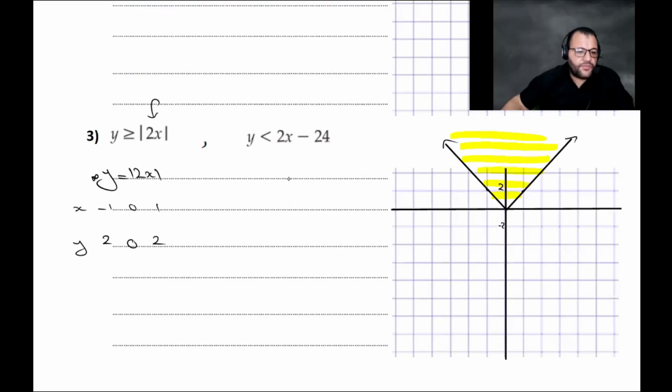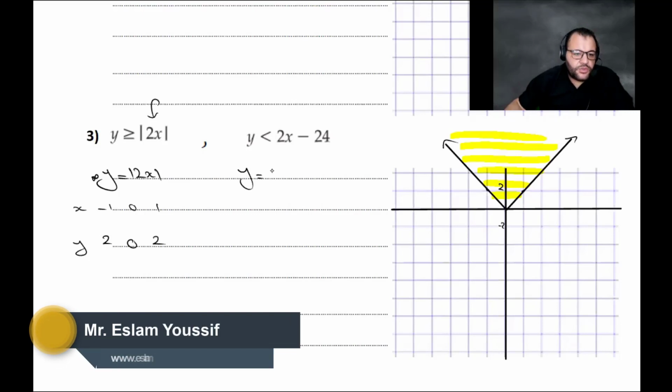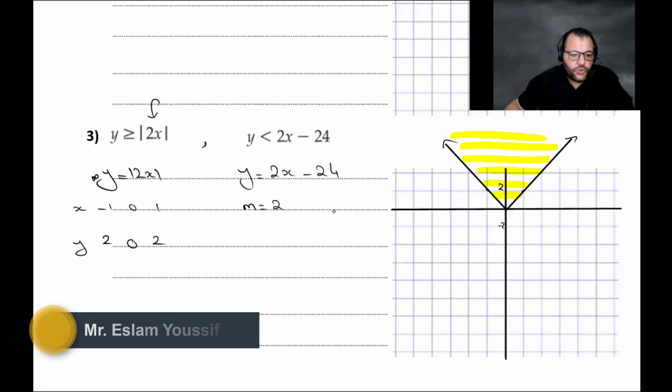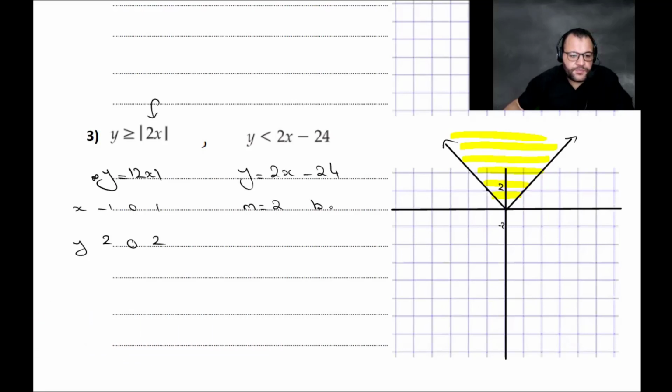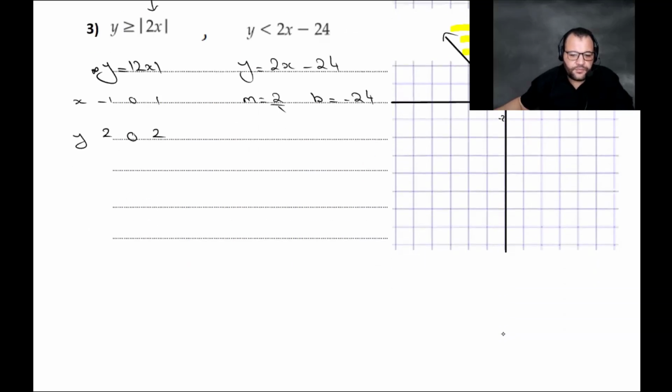The second one is y equals 2x minus 24. It means the slope equals 2 over 1, and the y-intercept equals -24. So from -24, we count 1, 2, 3, 4, 5, 6, 7, 8, 9, 10, 11, 12. At this point, the slope is 2 over 1, which means rise 2 and run 1. So that would be the graph.